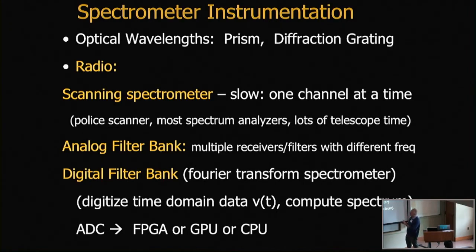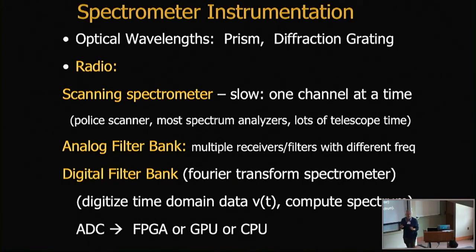Also, if you've got a spectrum analyzer in your lab, that's the way it works. It sweeps across, measuring the power one frequency at a time. The problem with that is it's very slow, so telescope time is expensive, a few thousand dollars an hour.